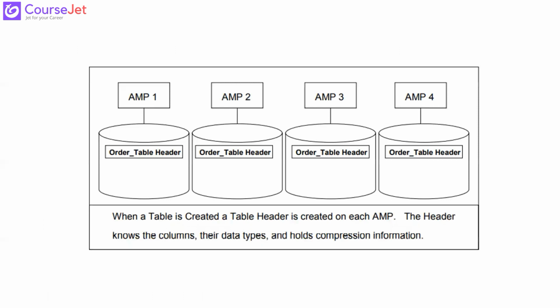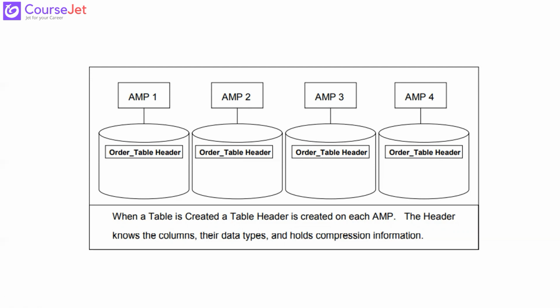You see this example, the order table. For this order table, in each AMP, the order table header will be created. Row level it will store, correct? Yes. So first, initially, whenever you create a table, okay, I got it.